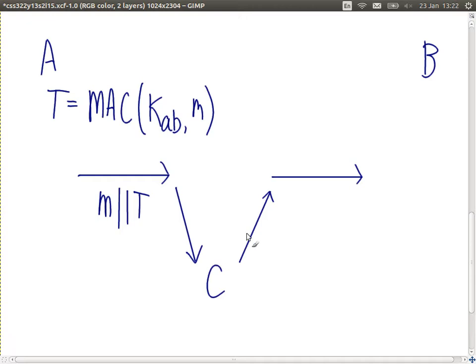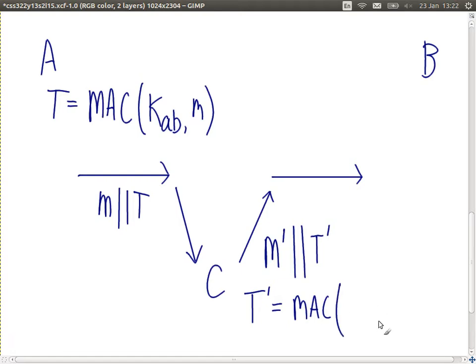So C changes the message from "increase Steve's salary by 10,000 baht" to "increase by 1 million baht." And the new message, M prime, is different than M, and then they add a tag where that tag is calculated based upon that new message. And they send the new message and the new tag to B.